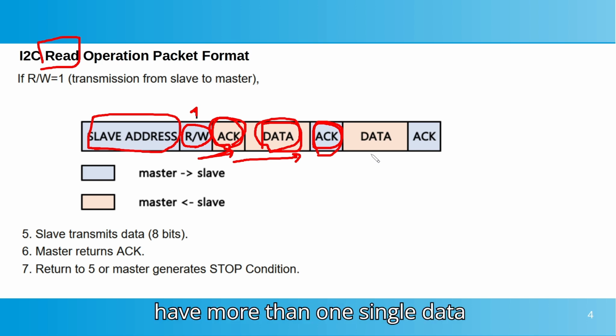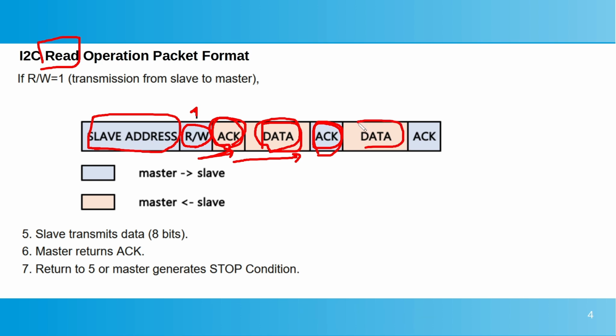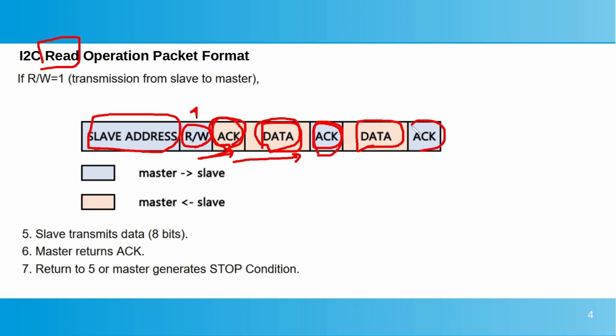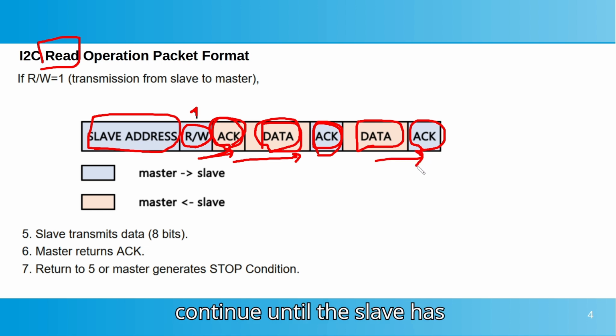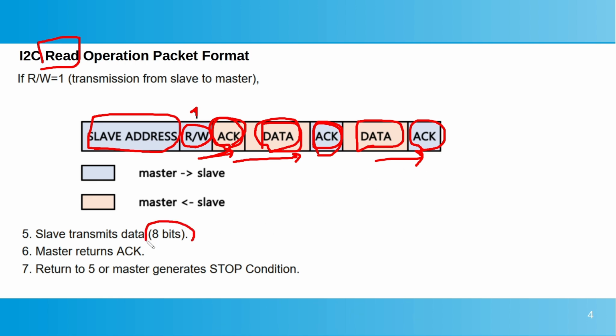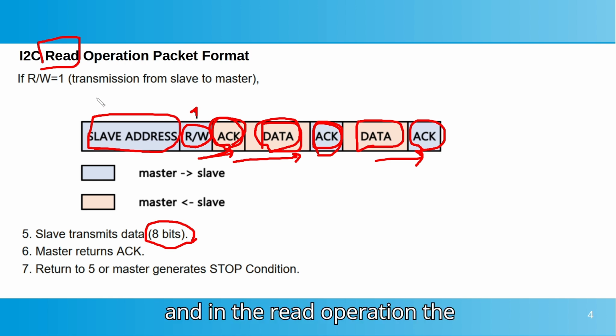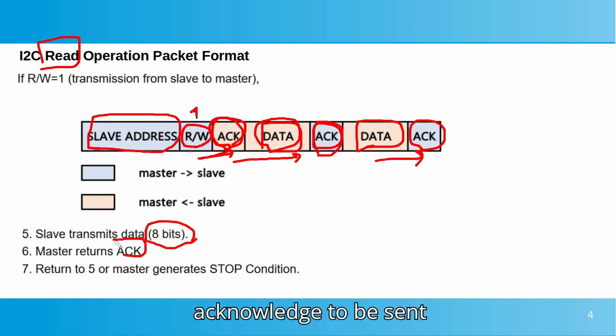If we have more than one single data to be read, then the slave will send again another data to the master, and the master will acknowledge the reception of this new data. And this whole flow continues until the slave has sent all the data required to be read by the master. Again, the data length in most of the cases will be 8 bits, and in the read operation, the acknowledge is sent from the master to the slave.